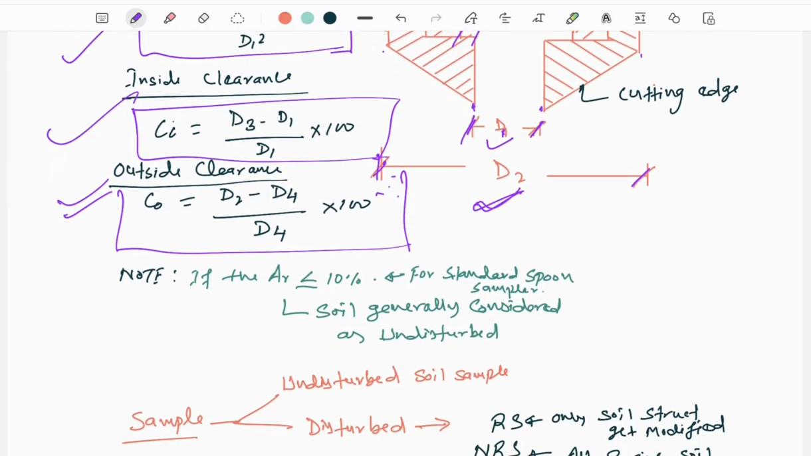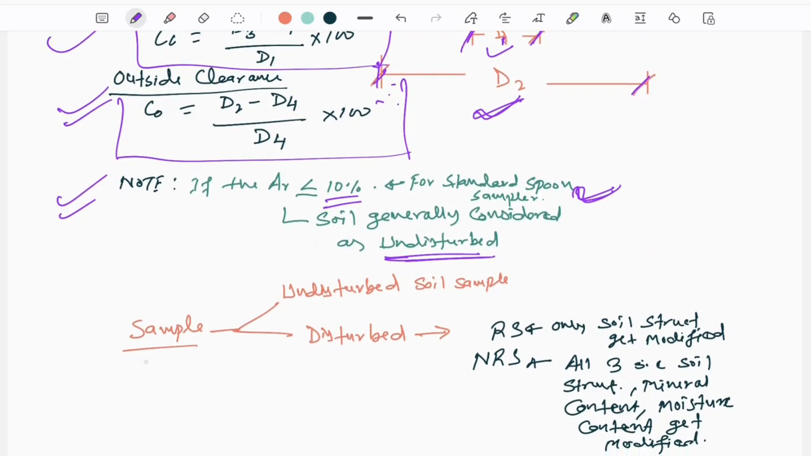Okay, so if the area ratio is less than or equal to 10%, then you can say the sample is undisturbed. This guideline is for the standard split spoon sampler. It means the area ratio must be less than or equal to 10% to get an undisturbed soil sample.